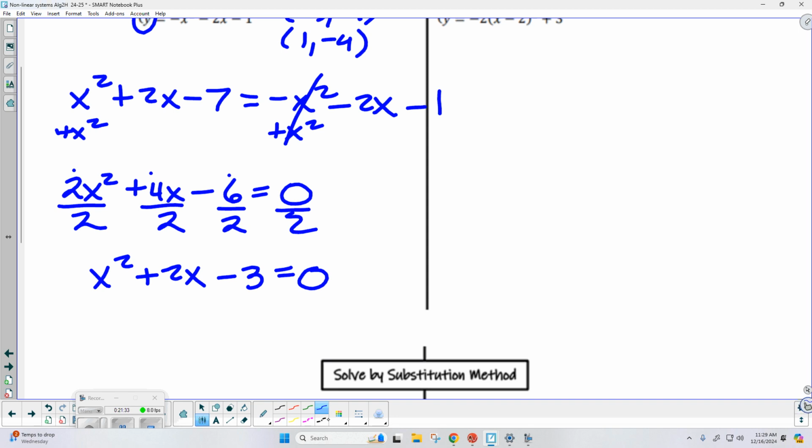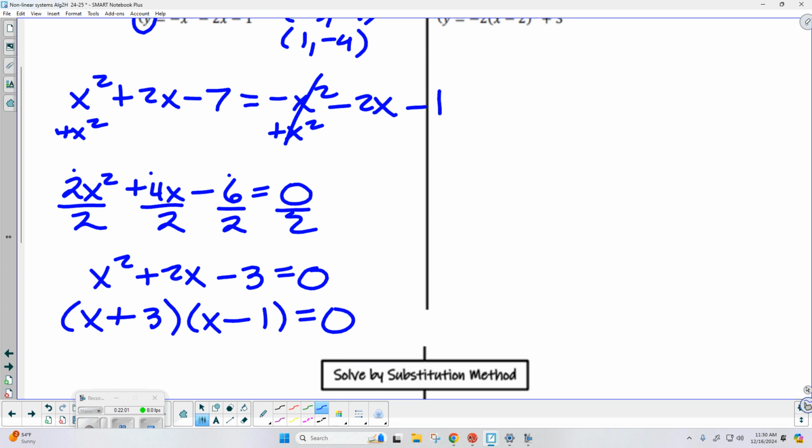What are 2 numbers that'll multiply to give me negative 3 but add to give me 2? Now 3 is prime, so the only factors are 1 and 3, but which one has to be negative? It would have to be 1. Okay. And that's great that I was able to factor it, but how does that help me find my solutions?